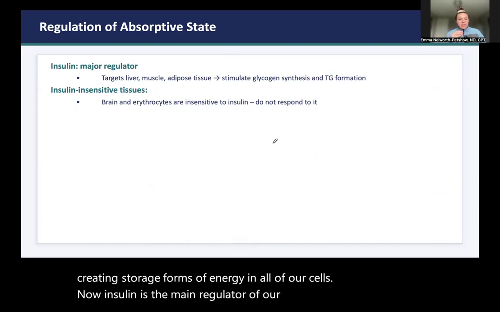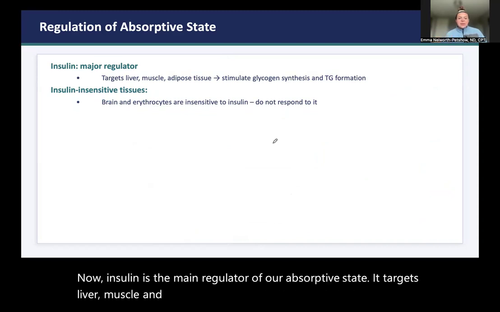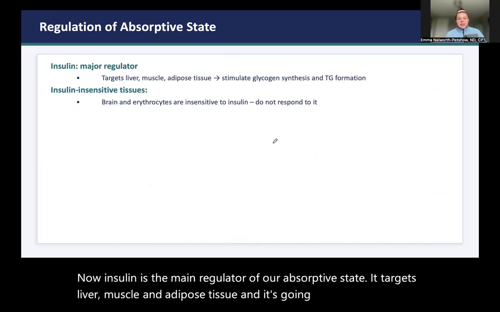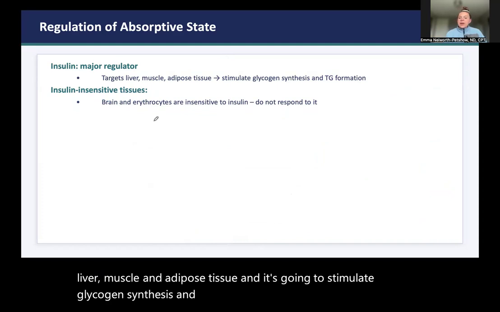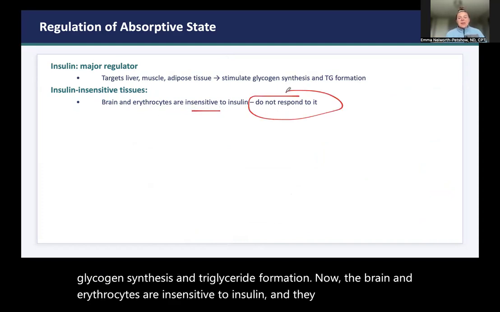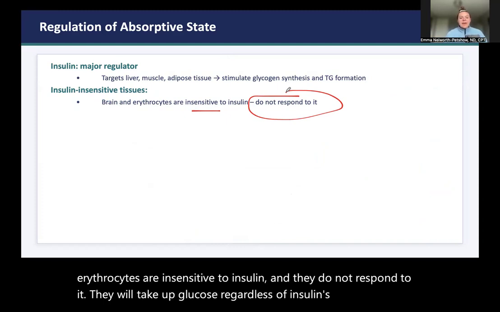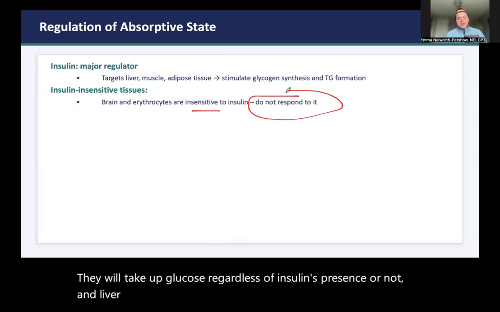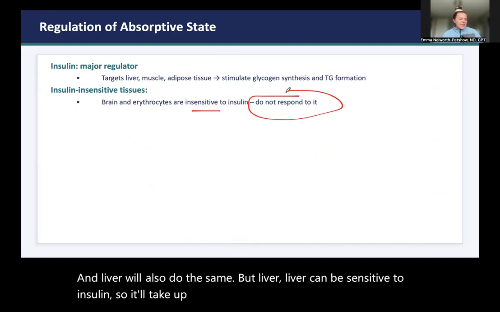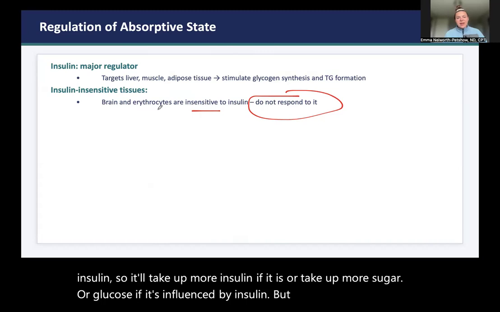It targets liver, muscle, and adipose tissue, and it's going to stimulate glycogen synthesis and triglyceride formation. Now, the brain and erythrocytes are insensitive to insulin and they do not respond to it. They will take up glucose regardless of insulin's presence or not. And liver will also do the same, but liver can be sensitive to insulin. So it'll take up more glucose if it's influenced by insulin. But the brain and erythrocytes are not.